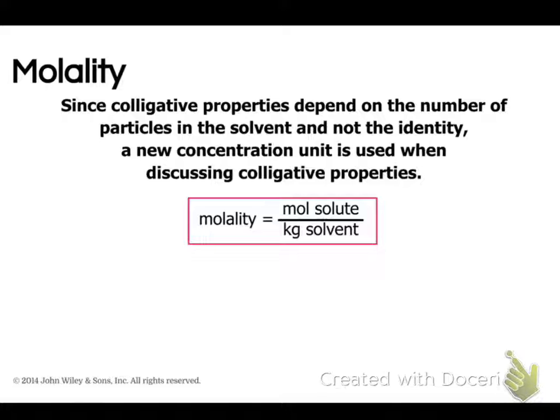There's no calculations for that. It's just something we have to realize happens. So if I'm comparing water and sugar water, the sugar water is going to have lower vapor pressure because it has something dissolved in it.